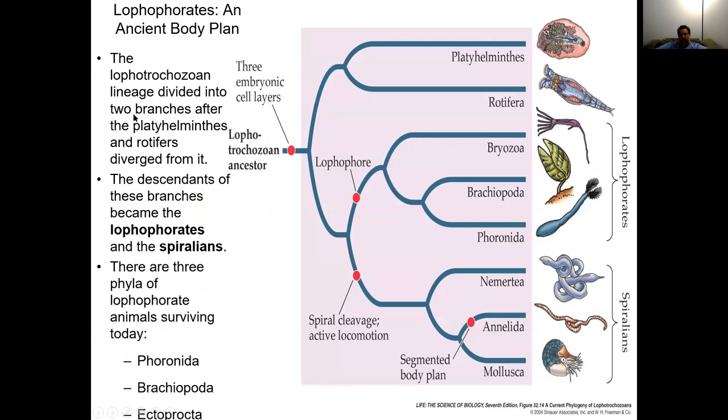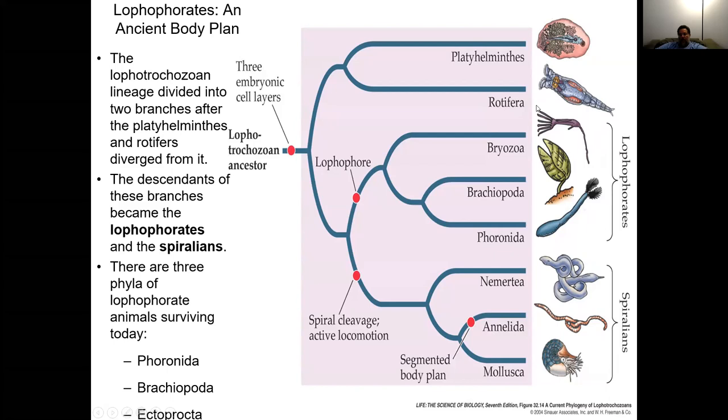lophotrochozoans, which included the flatworms and lophophores, which we'll get into in a moment. And so they branch off. And so we have a group of animals called lophophores, which are animals that have this kind of U-shaped body plan that will make more sense when you look at the digestive system. So it'll make a little more sense when we get into their body plan images.